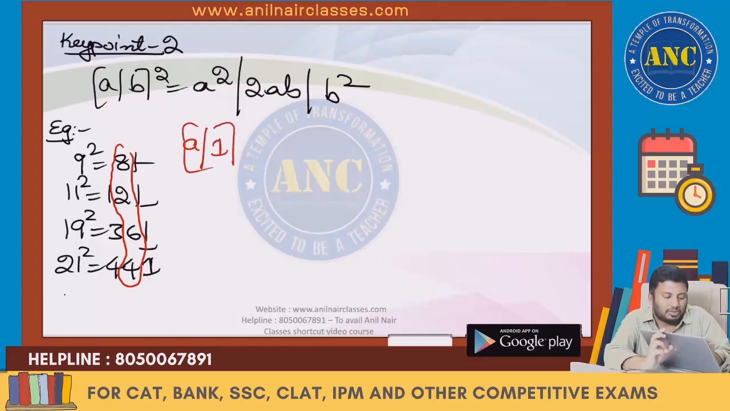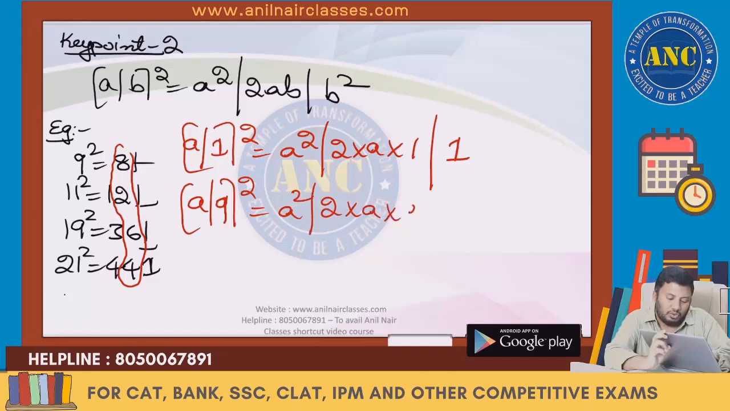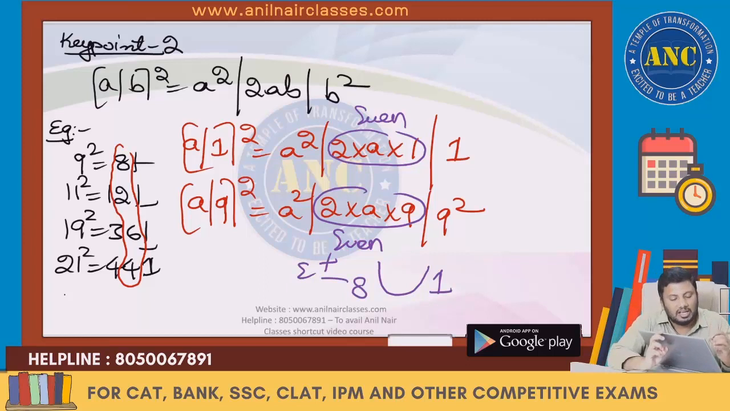If b value is 1, a plus 1 whole square will become a square, next is 2ab, next is b square. Next, if b is 1, what is the other number? 10 minus 1. A plus 9 whole square, which is a square, next is 2ab, next is b square. Tens place is multiplied by 2. Any number multiplied by 2 is an even number. 9 square is 81, 8 carried, 8 is even. Even plus even is even. That is the reason any perfect square ending with 1, tens place will always be even.